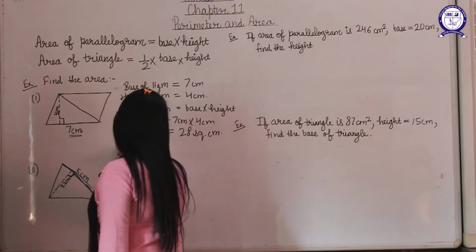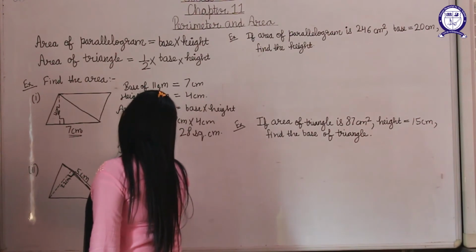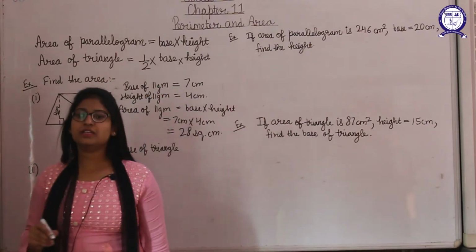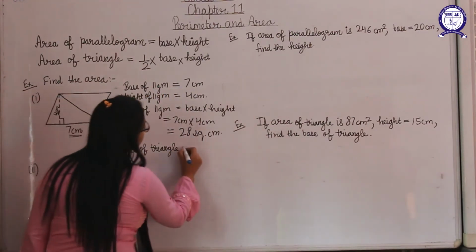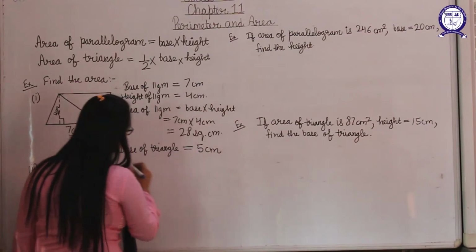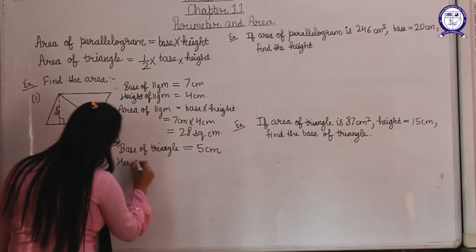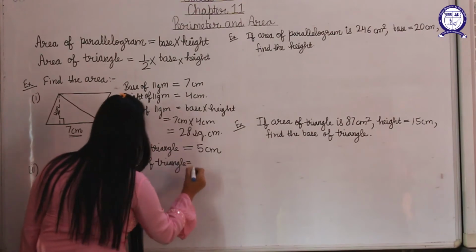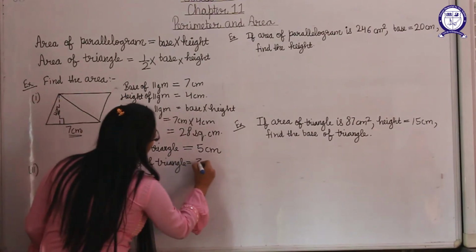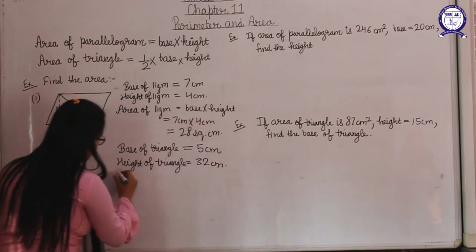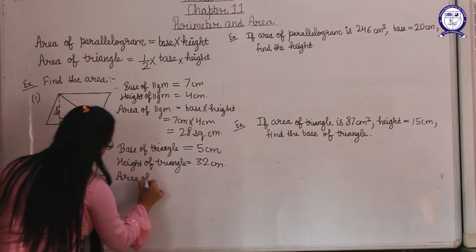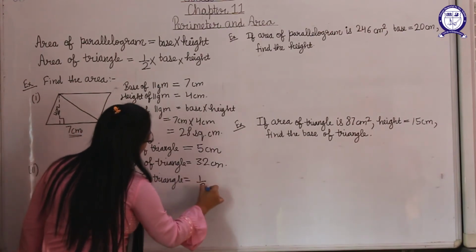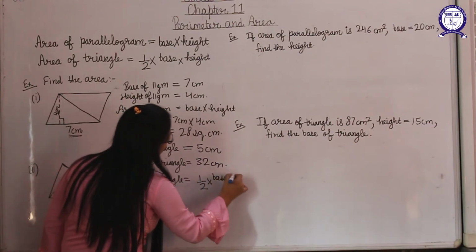So in this question we can write that the base of the triangle is equal to 5 centimeter. Height of the triangle is equal to 3.2 centimeter. So we will write here 3.2 centimeter. We have to find the area of the triangle. So area of the triangle will come out to be, what is the formula? Half into base into height.